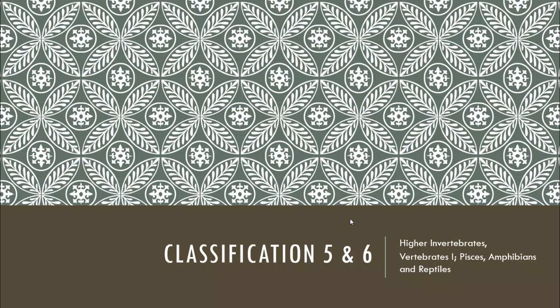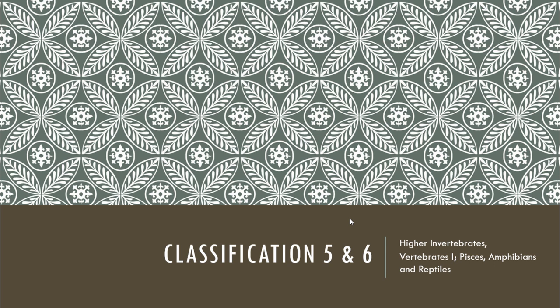Today we proceed with our series on classification. Today will be classification 5 and 6, which includes the higher invertebrates. In the last lecture, we discussed the lower invertebrates, the likes of Porifera, Coelenterata, Platyhelminthes, Nematoda, Annelida, Mollusca, Arthropoda, and Echinodermata. Today we are entering Chordata, but inside Chordata there are what? Invertebrate chordates, and there are also vertebrate chordates. The invertebrate chordates here are what we refer to as the higher invertebrates. Then the vertebrate chordates are now the normal vertebrates. So moving on.